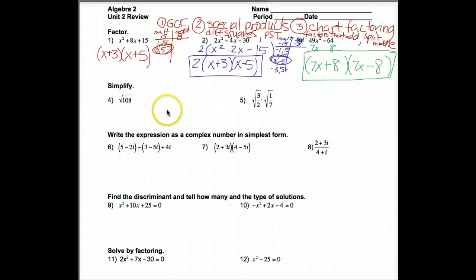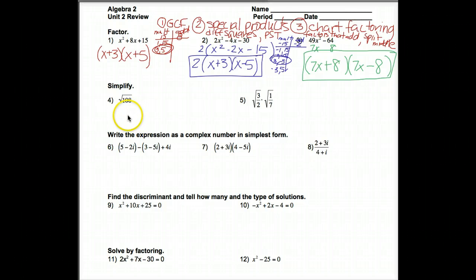Number 4 and 5, this is like what we did on the Let's Get Radical. We need to simplify those radical expressions. On number 4, we have to break down the 108, so you can either use a factor tree or you can use the biggest perfect square.